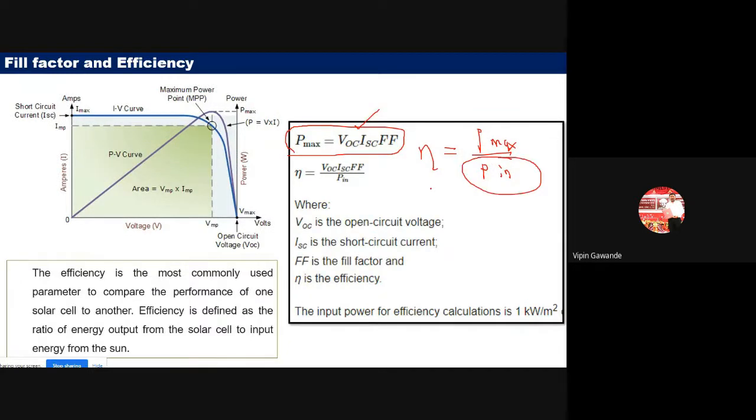And P in, what is P in? The input power for efficiency calculation is 1 kilowatt per meter square, or 1000 watt per meter square. That is the value for the incident solar radiation on the solar cell. So efficiency is P max divided by P in. Likewise, the fill factor and the efficiency of the solar cell are calculated using these equations.